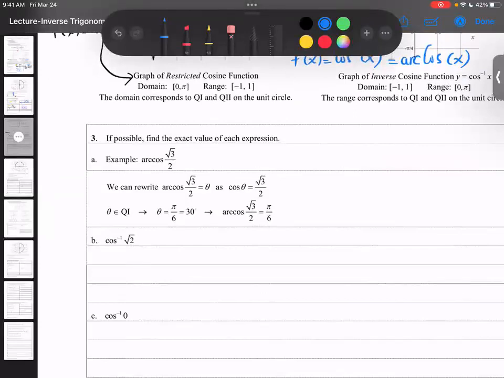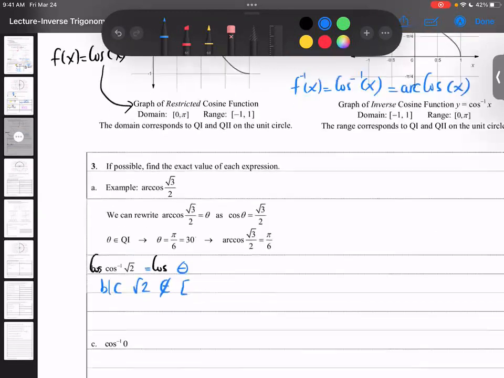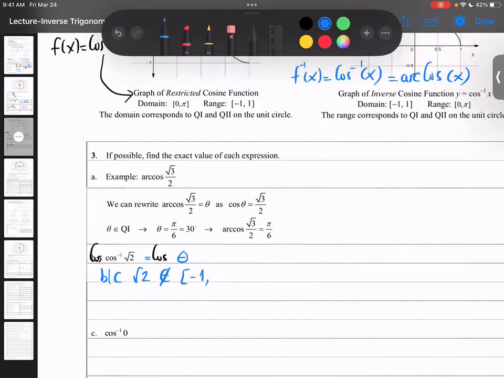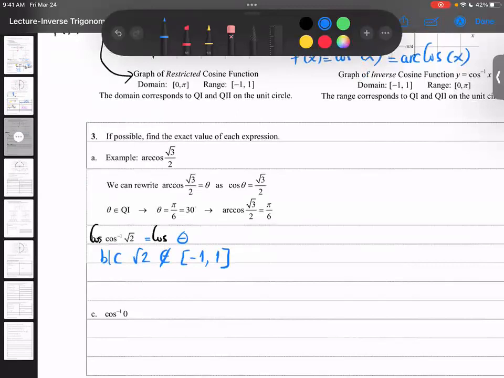Let's take a look at 3B. First thing first, I'm going to let it equal theta. I don't know if it's right, I just have to try it out. I'm going to add cosine to both sides. Don't write anything down yet. Can I cancel? No, right? Why can't I? Because root 2 is not inside the domain of the inverse. We start out with the inverse, and root 2 is not inside negative 1 and 1. Square root of 2 is about 1.4. So you erase all you just did. Just say undefined.